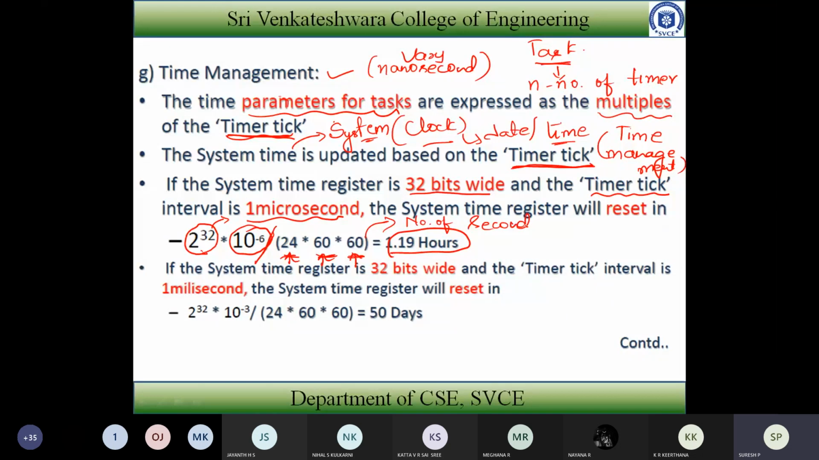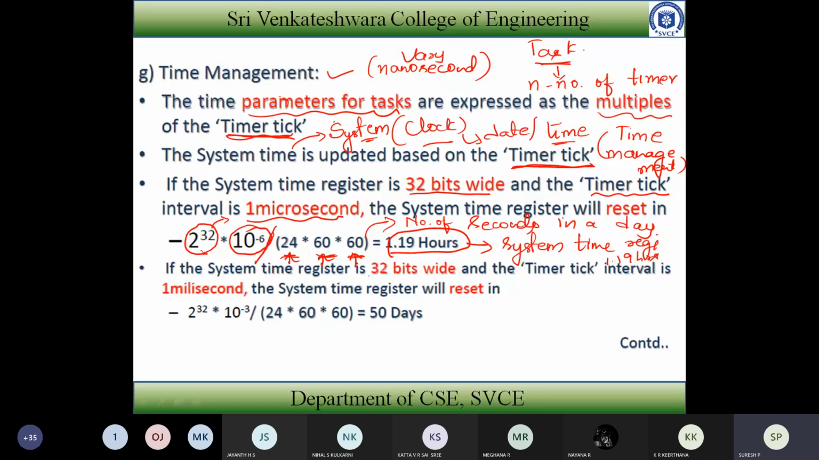So when you work this out, it tells you that the system time register is going to reset every 1.19 hours.